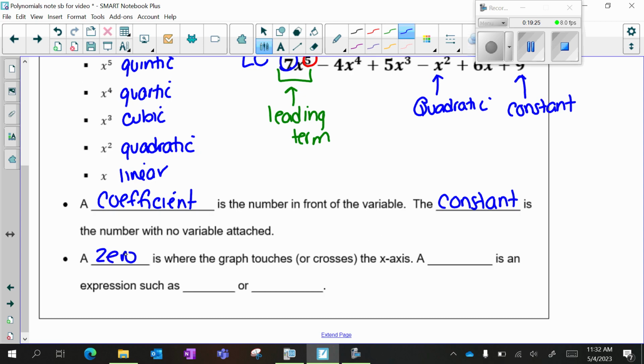A 0 is where the graph touches or crosses the x-axis. A factor is an expression such as x plus a number or x minus a number. So x plus 3, that's known as our factor. X equals -3, that's known as our 0.